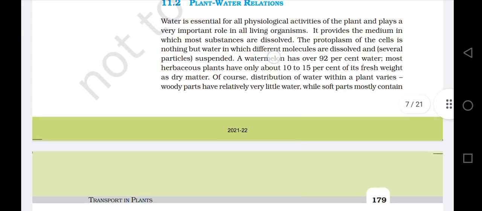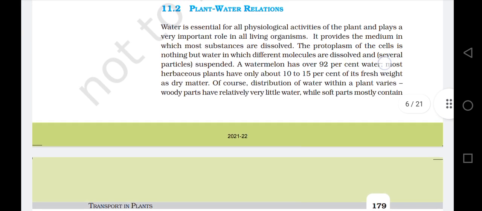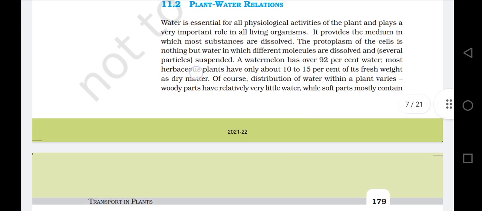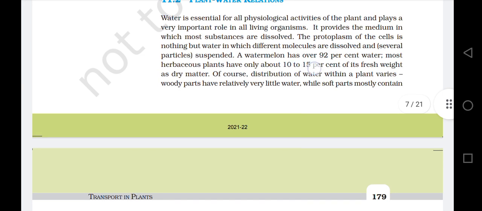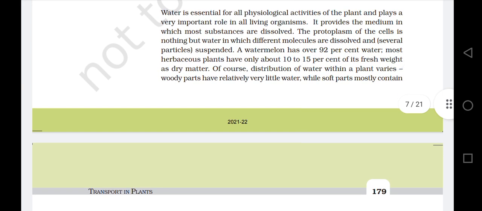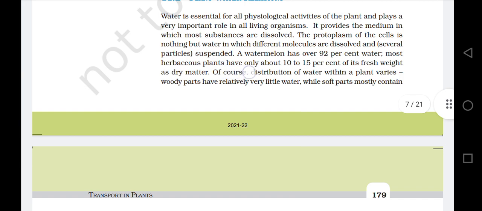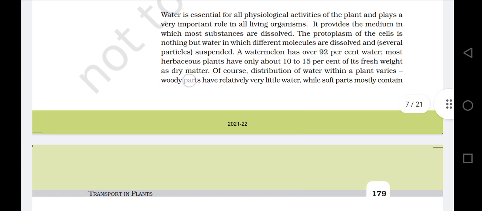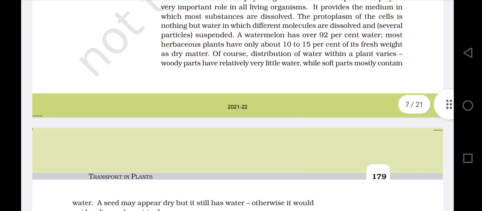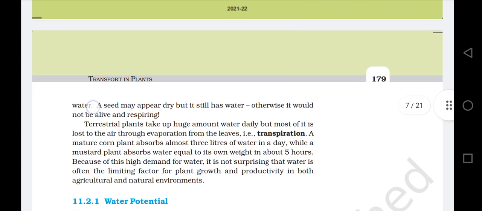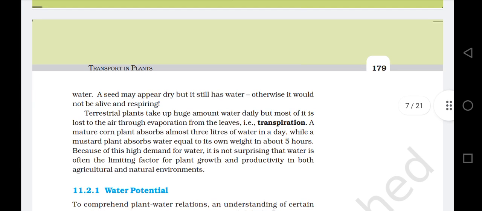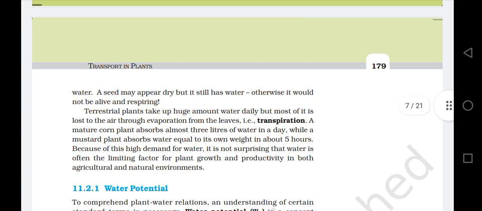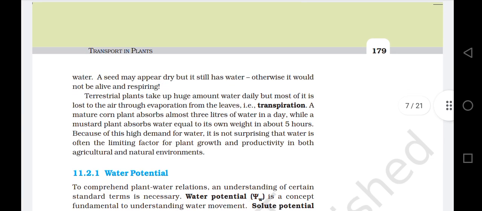A watermelon has over 92% water. Most herbaceous plants have only about 10 to 15% of their fresh weight as dry matter. Of course, distribution of water within a plant varies. Woody parts have relatively very little water, while soft parts mostly contain water. A seed may appear dry, but it still has water, otherwise it would not be alive and respiring.